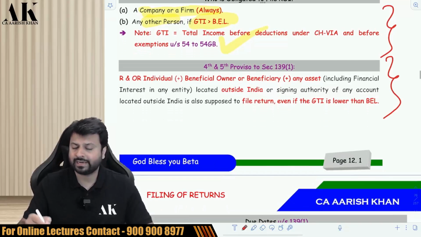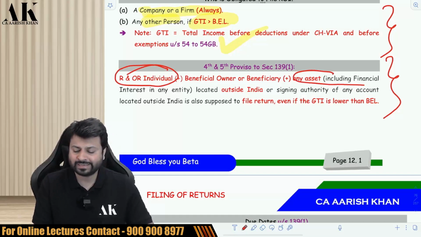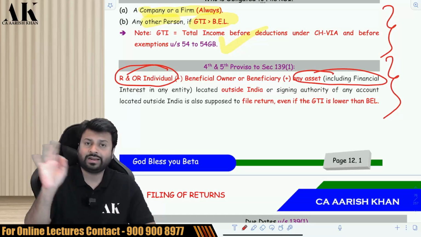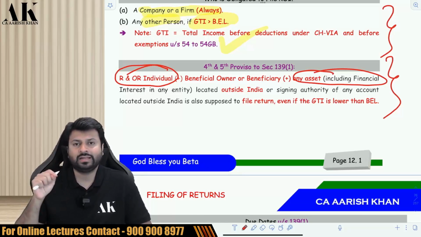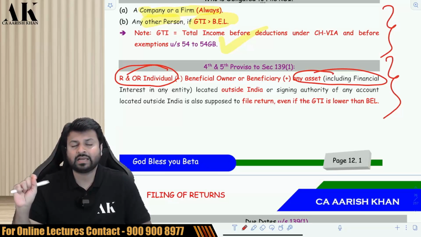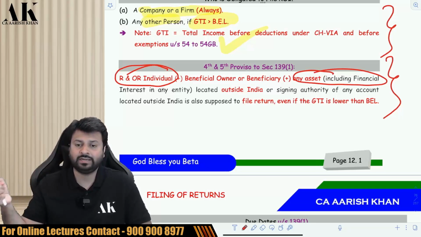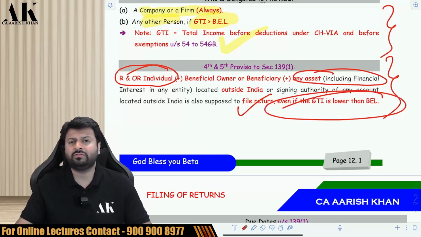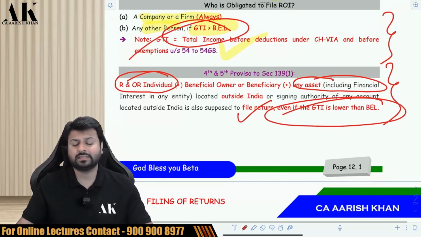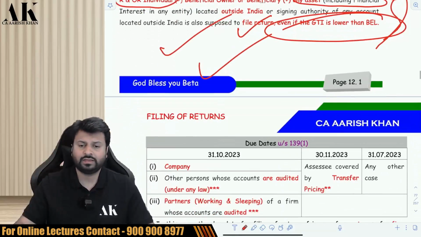Let's talk about the second category of assessees who are liable to file the return. If you are an RNOR and if you have any asset outside India, or if you have signing authority in any account located outside India, or any financial interest in any entity or any firm or any company outside India, then also you are supposed to file the return irrespective of whether your gross total income exceeds the basic exemption limit or not. It doesn't matter. It comes in a different proviso. This is a separate provision. You have to file the return. This is the second category.